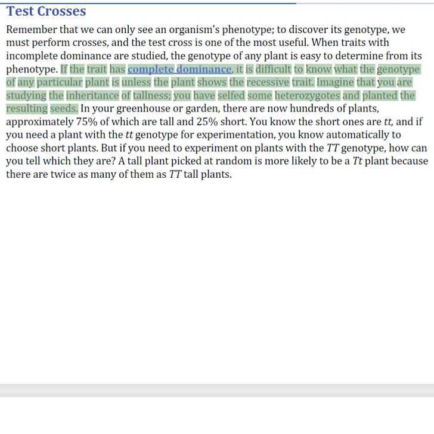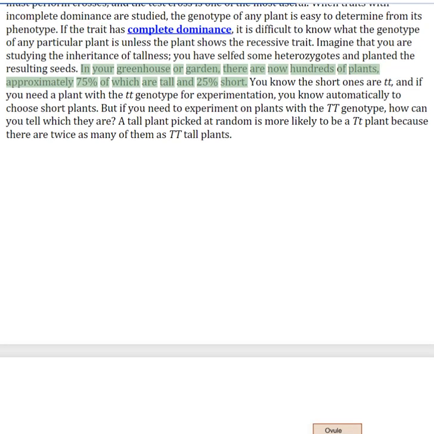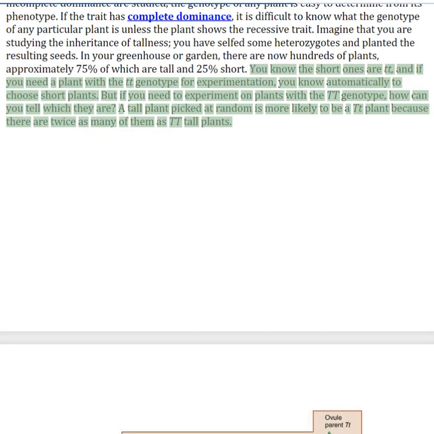Imagine that you are studying the inheritance of tallness. You have selfed some heterozygotes and planted the resulting seeds. In your greenhouse or garden, there are now hundreds of plants, approximately 75% of which are tall and 25% short. You know the short ones are tt, and if you need a plant with the tt genotype for experimentation, you know automatically to choose short plants.